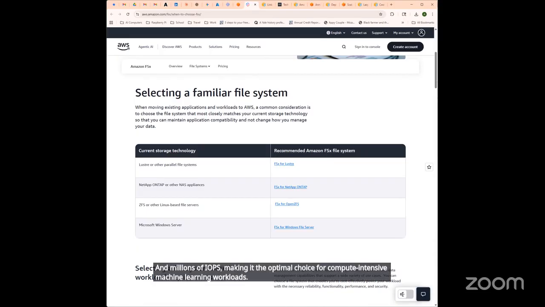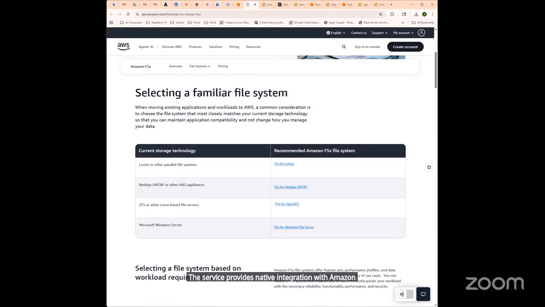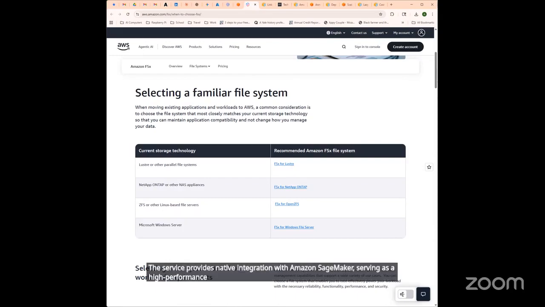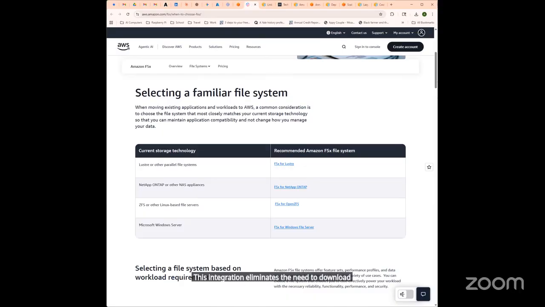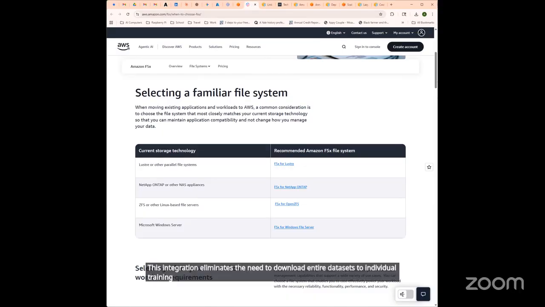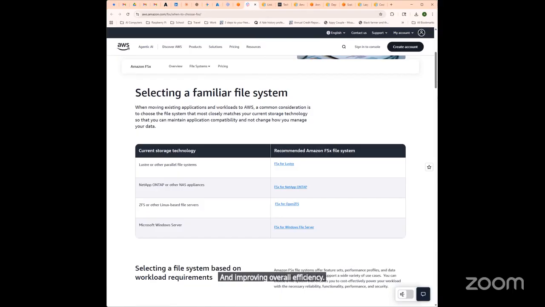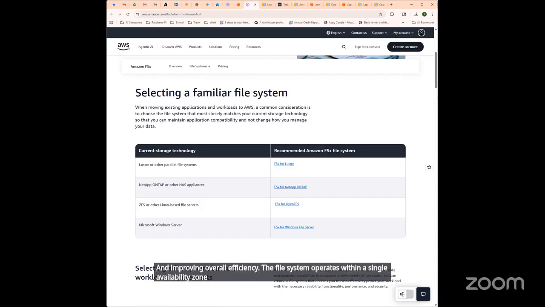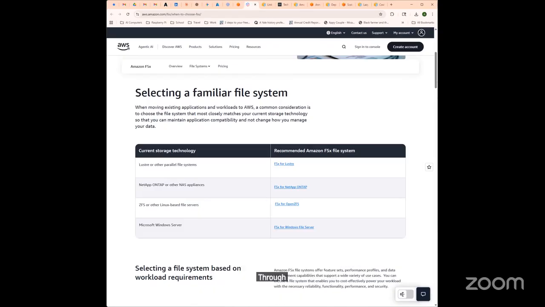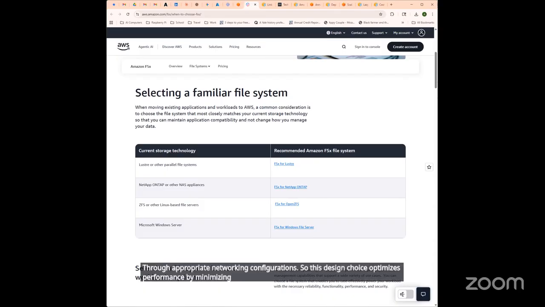The service provides a native integration with Amazon SageMaker, serving as a high-performance abstraction layer between S3 storage and training instances. This integration eliminates the need to download entire datasets to individual training instances, significantly reducing training startup times and improving overall efficiency. The file system operates within a single availability zone, but can be accessed by compute resources across multiple AZs through appropriate network configurations. So this design choice optimizes performance by minimizing network latency while still supporting distributed training scenarios where multiple instances need concurrent access to shared data sets.